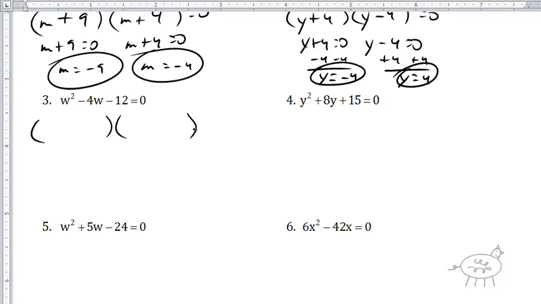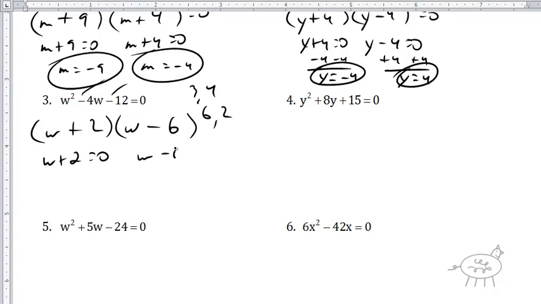Trinomial, so two sets of parentheses. It's negative, so it's got to be plus and minus because it's the only way it can get to be a negative number. And again, you think of possibilities for 12. Remember when it's negative now, we're subtracting. So 3 and 4. Well, 4 minus 3 is 1. That doesn't work. I need it to be a 4. Well, what about 6 and 2? Yeah, it works. 6 minus 2 is 4. So since this is negative, the 6 is negative and the 2 is positive. So we wind up getting w plus 2 equals 0 and w minus 6 equals 0. And so w equals negative 2 and w equals 6.